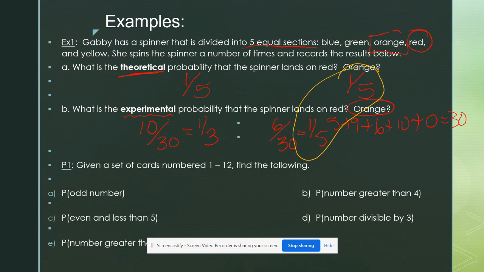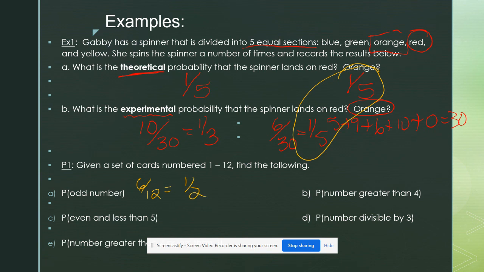So if we have a set of cards numbered 1 through 12, find the following. The probability that you could get an odd number. Well, out of 12 numbers, half of them are odd, right? So we have 6 out of 12 could be odd, which is a half.